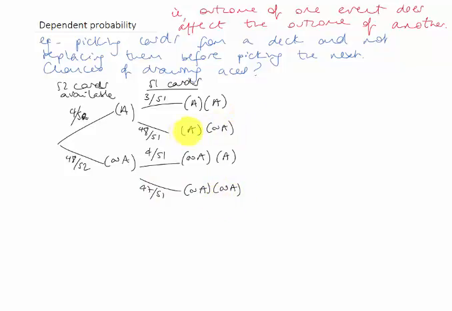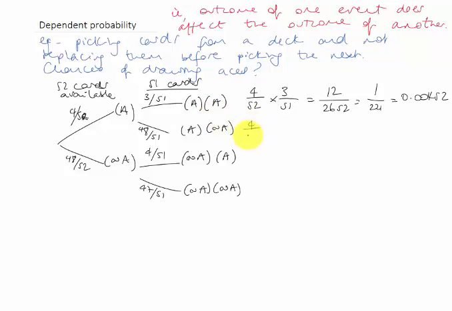Then this is an and, so this is the probability of drawing this and this. So we have to multiply the probabilities. That would be 4 out of 52 times 3 out of 51, which is 12 out of 2652, or 1 out of 221, or 0.00452. So that's not very likely, is it? That's less than 0.5% of the time you're going to draw the first two cards as aces.